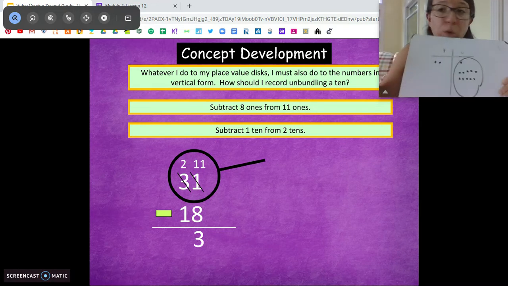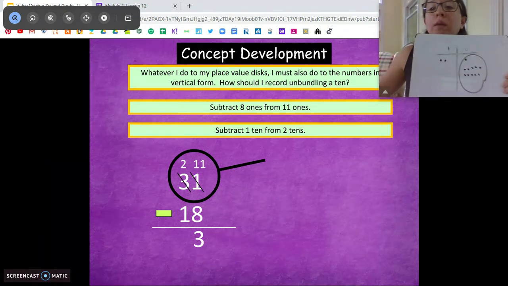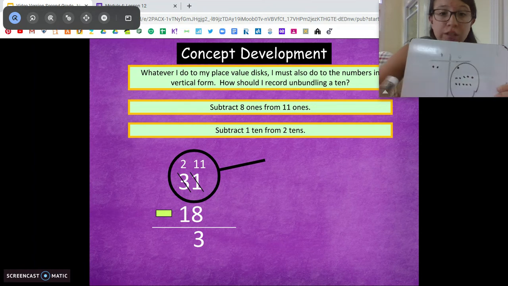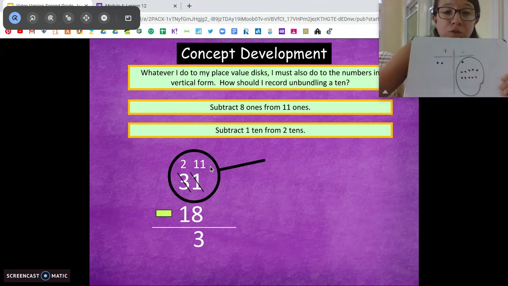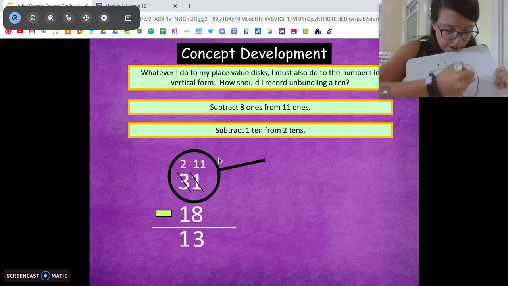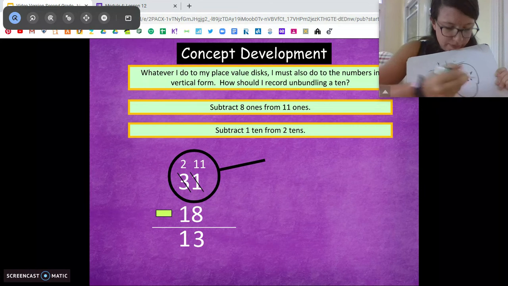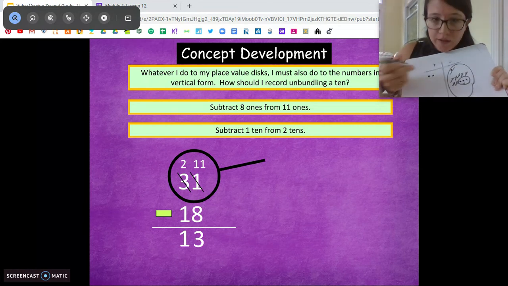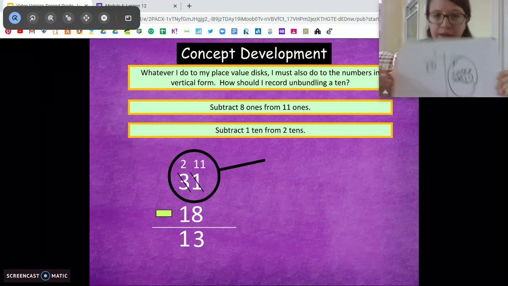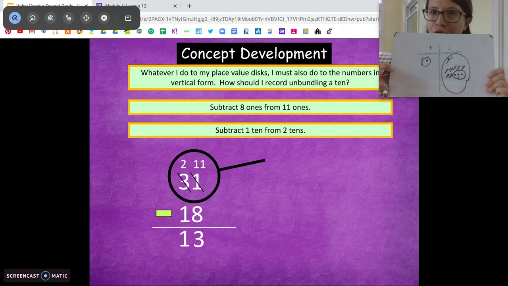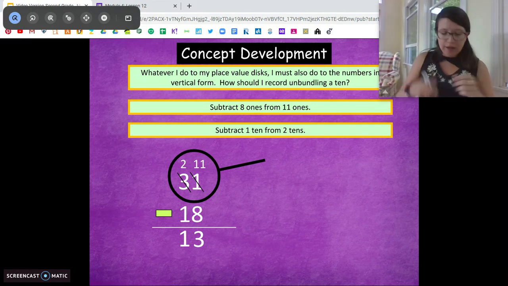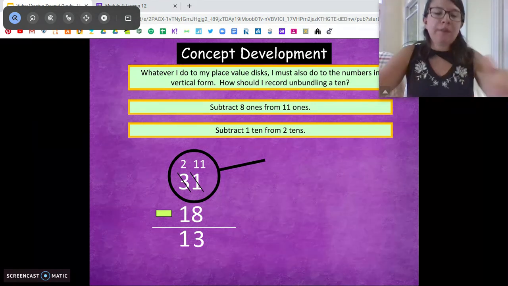2 10s, 11 ones. It's equal to 31, but we just moved it around so it was easier for us to subtract. So now we can subtract. We can take 8 away from here, and we end up with 3. And we can take 1 away from here, and we end up with 1, and we have 13. Just a different way of writing it so that you don't have to draw the picture every time.